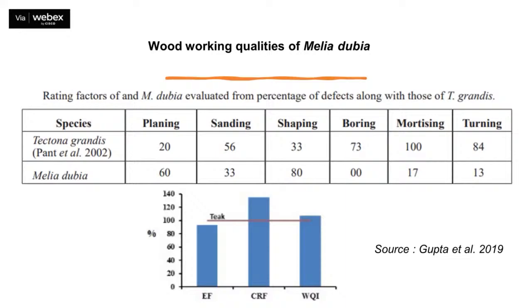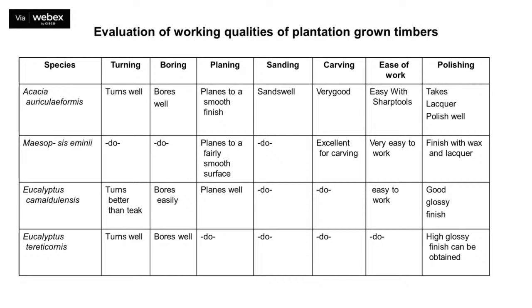In a similar fashion, a lot of species have been worked out both at FRI as well as at IWST. Some of them are Acacia auriculiformis and Mesopsis eminii. All the parameters like turning, boring, planing, sanding, carving, ease of operation, and polishing have been taken into account. So based on these parameters, how they perform under each operation has been quantified.